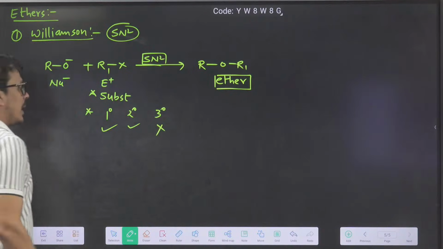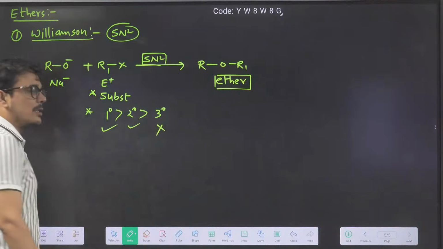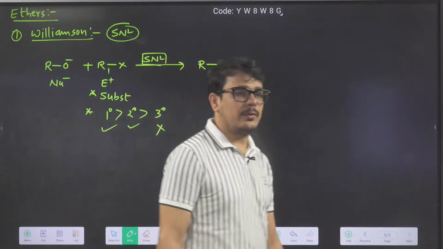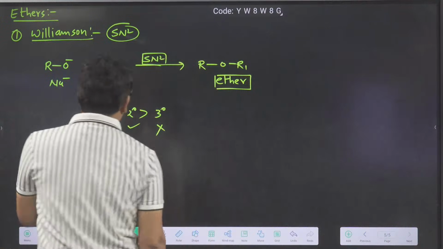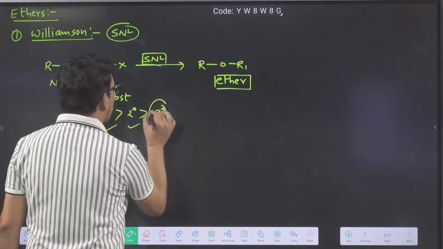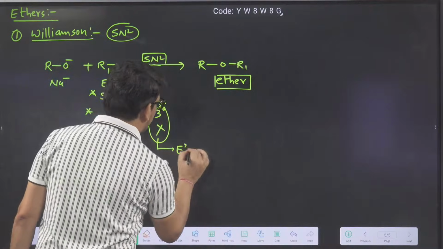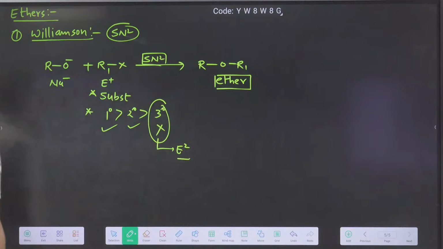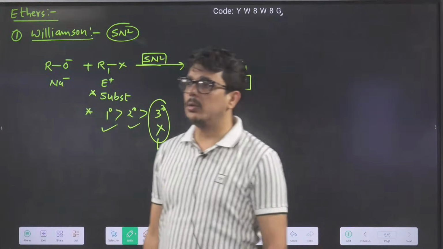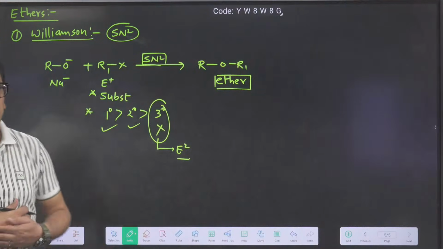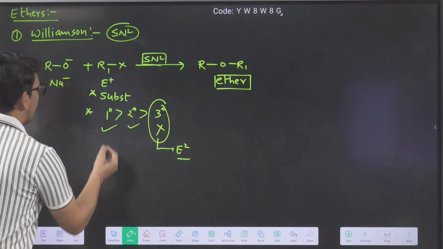So the order of rate of reaction will be 1 degree, 2 degree, and then 3 degree. Which one are we avoiding here? 3 degree, because in this case, instead of SN2, it prefers to undergo E2. Clear enough? Yes or no?